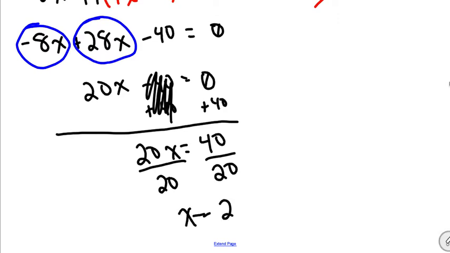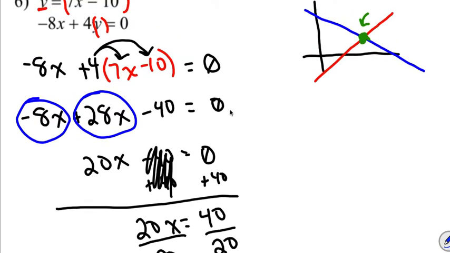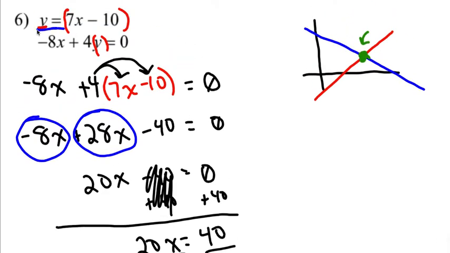Now remember, we are not done. This is not our answer. This is only half of our answer. X equals 2 is only half of the answer. We need the y value as well. So now I'm going to take my y. Now I know I'm going to just pull this equation right here.